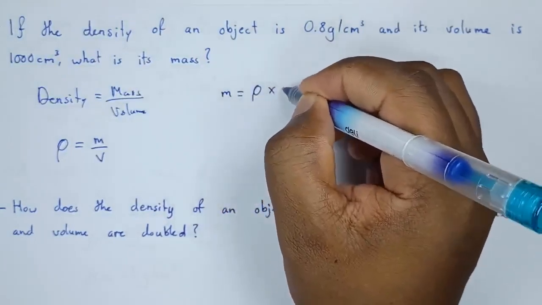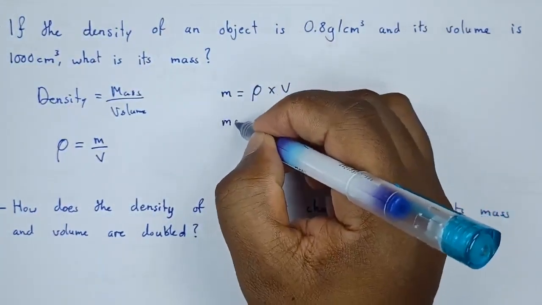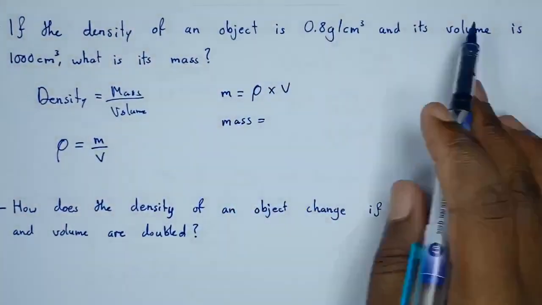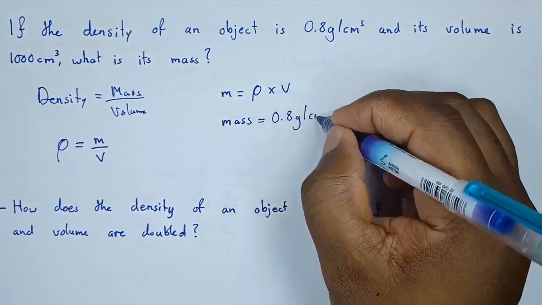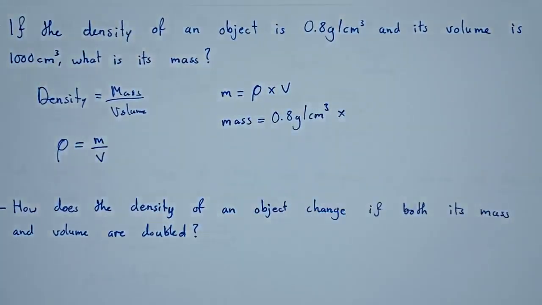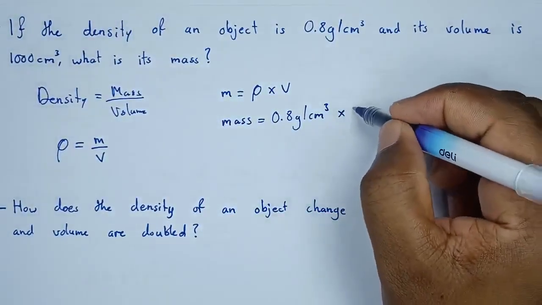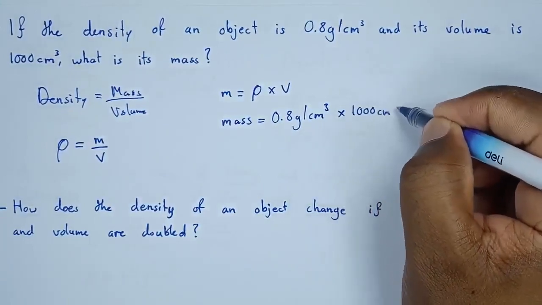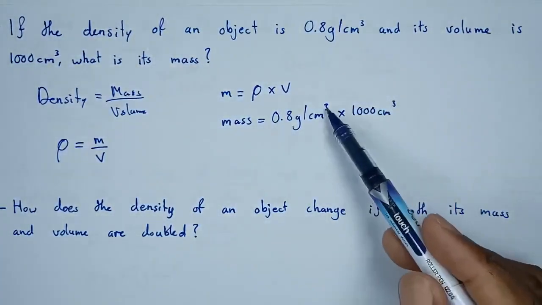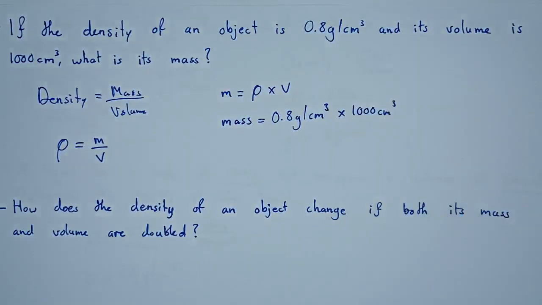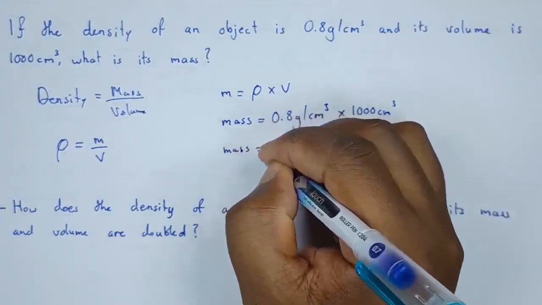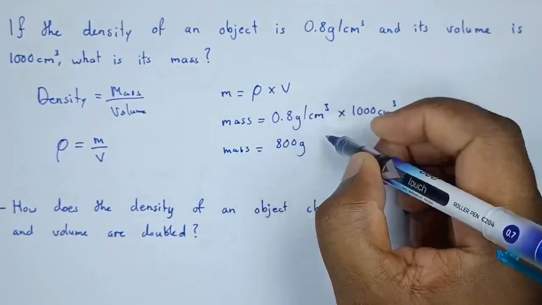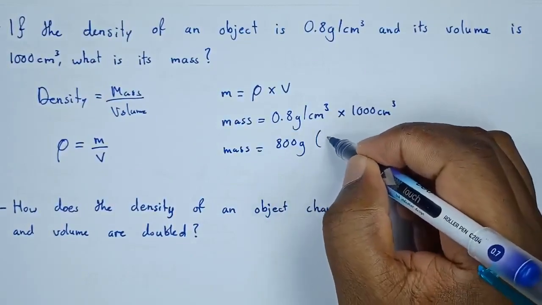So the mass in this case will be equal to the density given, 0.8 grams per cubic centimeter, multiplied by the volume, which is 1,000 cubic centimeters. The units for volume cancel out and we remain with grams. So 1,000 multiplied by 0.8 gives 800. The mass in this case will be 800 grams, which is the same as 0.8 kilograms.